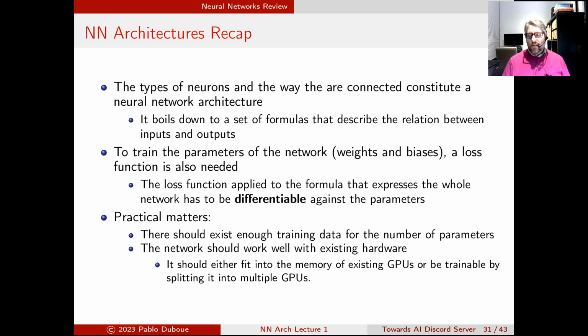While my interest is to study the architectures in a more abstract manner, the practical matters are still important. Yes, there should be enough training data for being able to train all these neural network parameters, and the network should work well with existing hardware. In the papers we are going to see, there's a lot of discussion about how to make the network fit within the memory of existing GPUs, or at least split it into multiple GPUs.